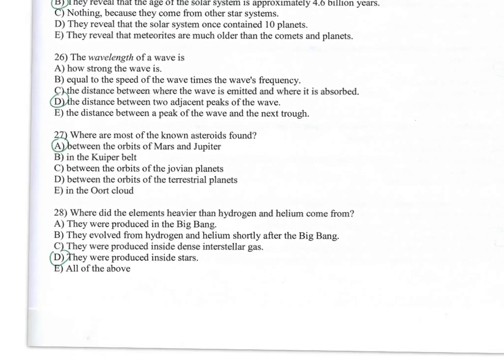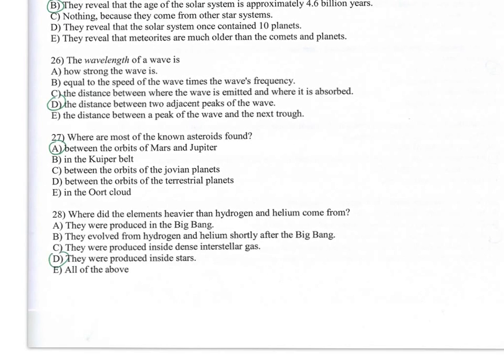Question 26, the wavelength of a wave, best answer there is D, the distance between two adjacent peaks of the wave. Question 27, where do we find most asteroids in the asteroid belt between Mars and Jupiter? A is the best answer for 27. 28, where did elements that are heavier than hydrogen and helium come from? Actually, stars manufactured them, so D is the best answer there.